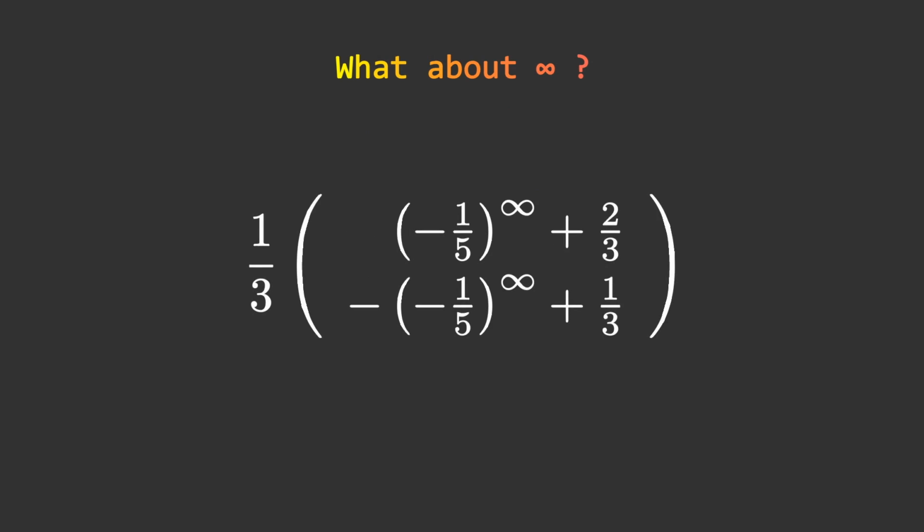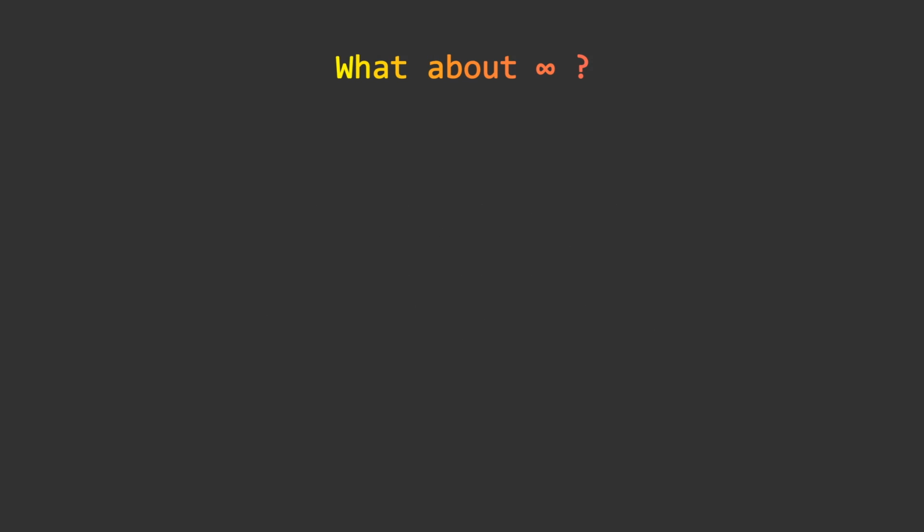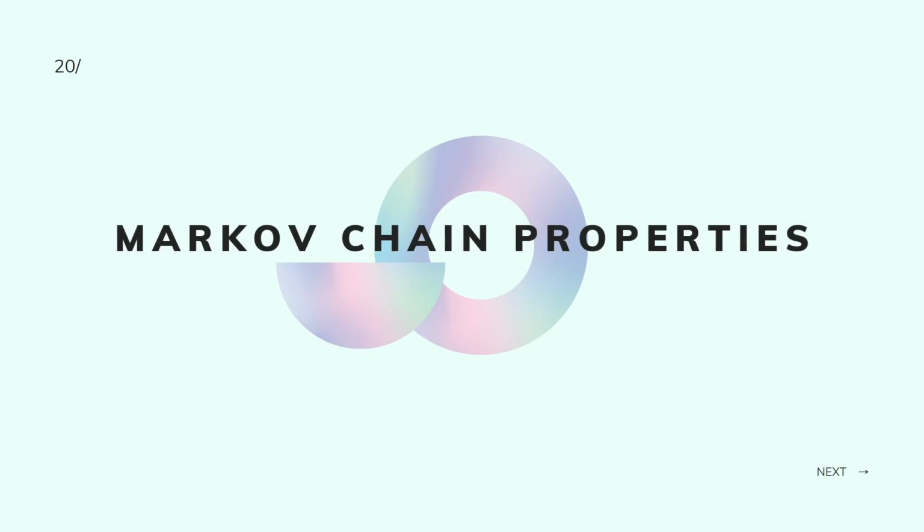Here, we can substitute n equals infinity, which gives us a convergent solution where negative 1 over 5 to the power of n will eventually tend to 0 as n tends to infinity. This way, we can see that the solution is a simple 1 over 3 multiplied by our column vector. As such, we have shown how Markov matrices might be involved in the calculation of probabilities for state transitions.